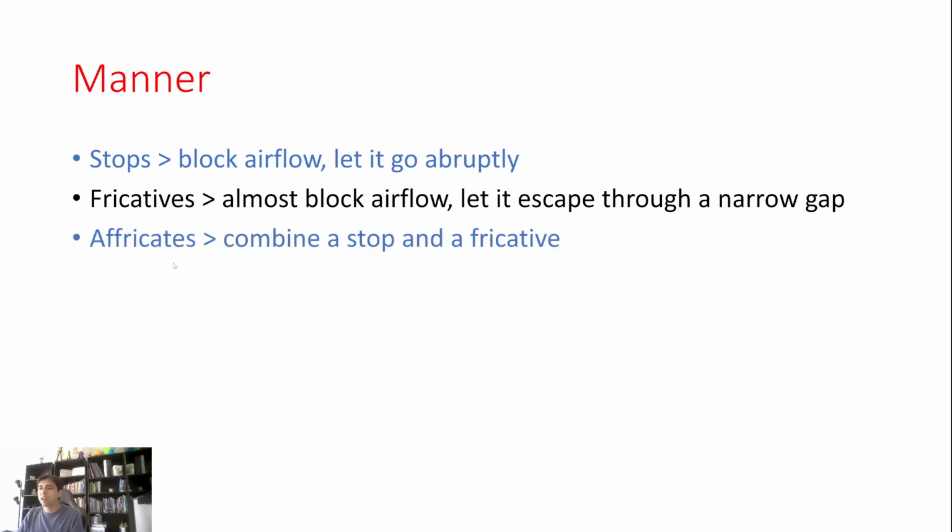The affricates are going to be combining the manner of a stop and a fricative. So in this case, if you say, for example, shoe, it's going to combine both, because at the beginning you start with ch, ch, ch, shoe, sh, sh, sh, right? You start combining a stop and a fricative.